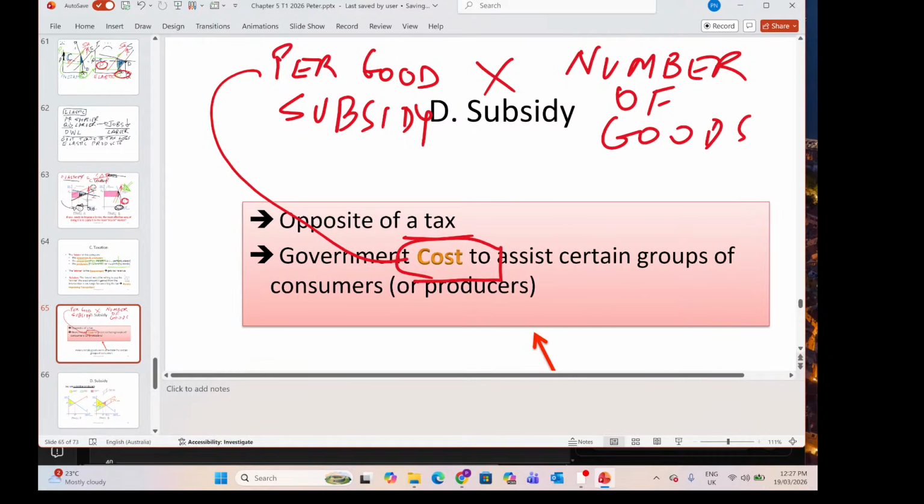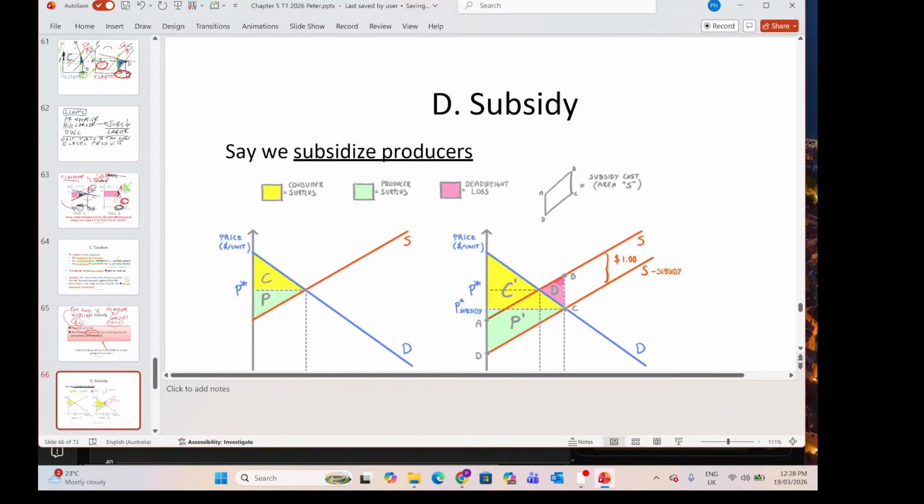So if the government's giving you $2 a good every time you produce the good, and this is 1,000 goods over here, well, what's the cost? The cost is now $2,000. That's the cost of the subsidy.